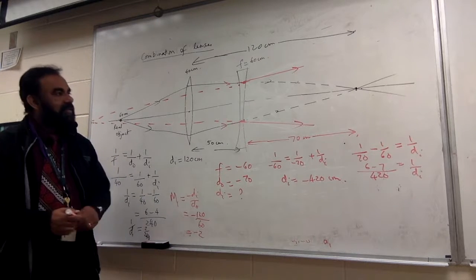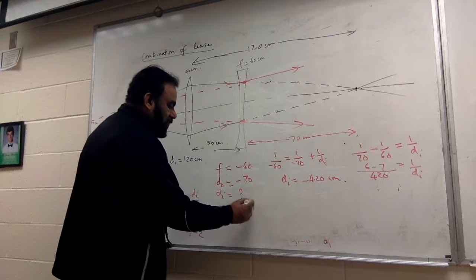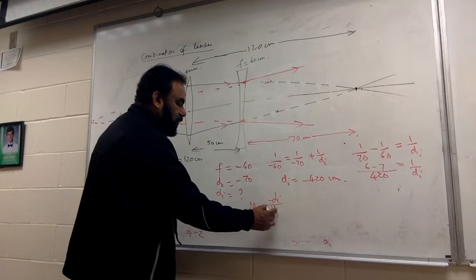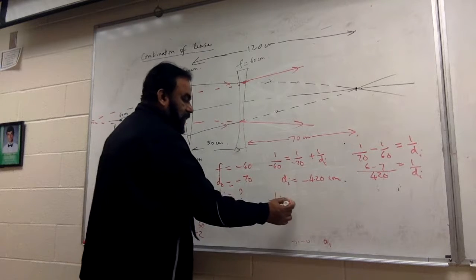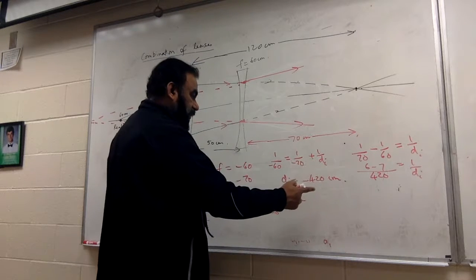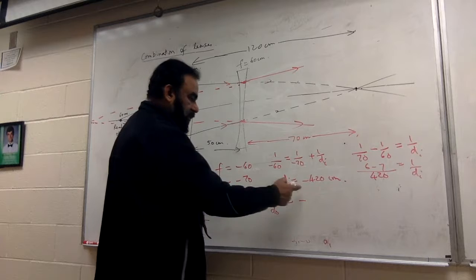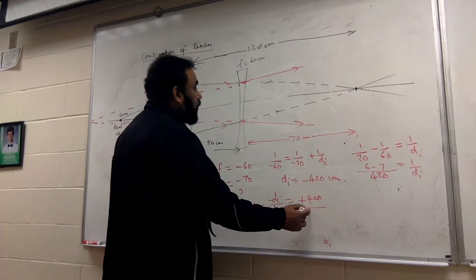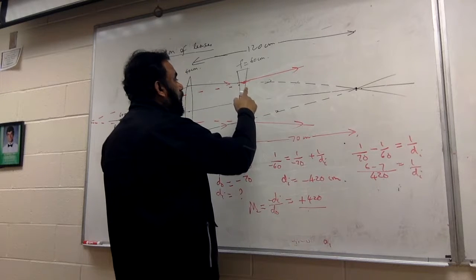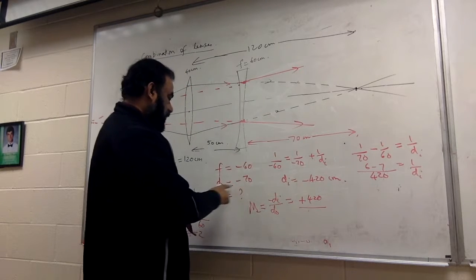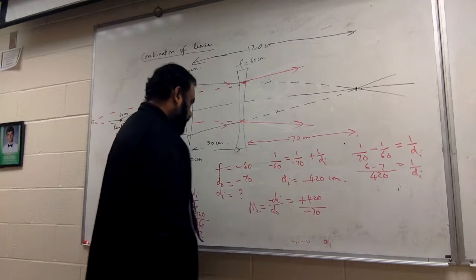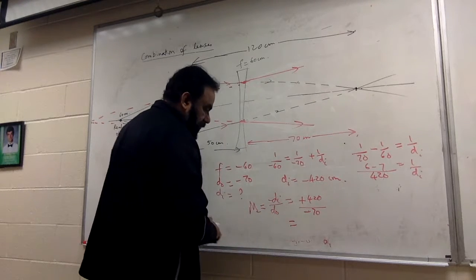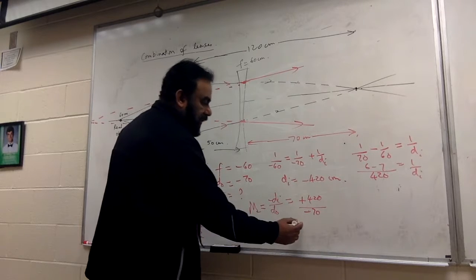That's what happens here. And now what's the magnification of the second lens? Magnification of the second lens is minus di over do for this concave lens. It's minus di, di is negative 420, so it becomes positive 420 over do. The object distance for this is minus 70. So how many times is it magnified? Negative 6 times.